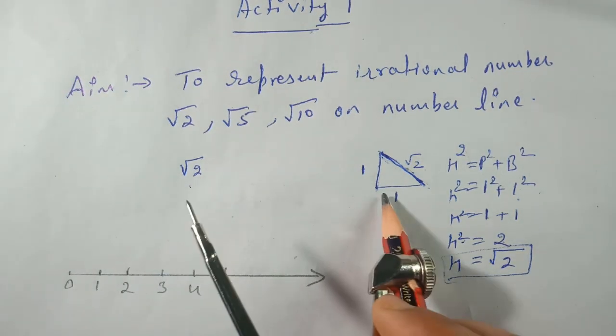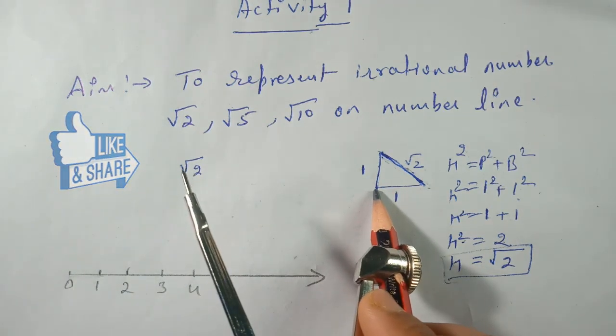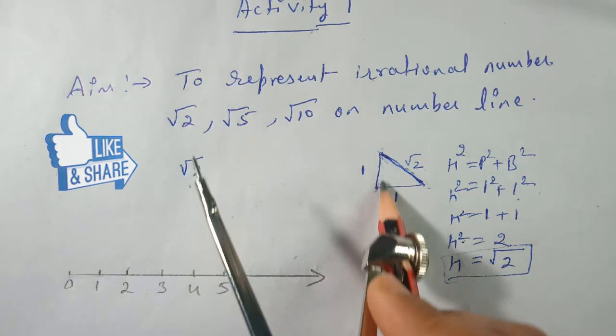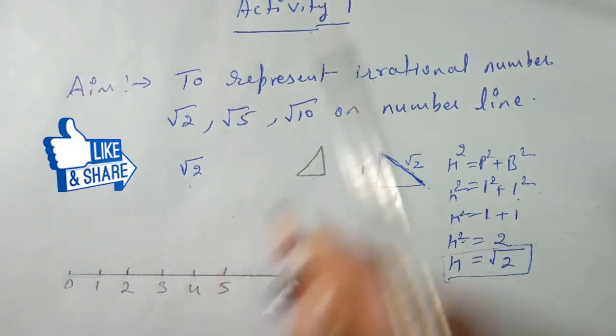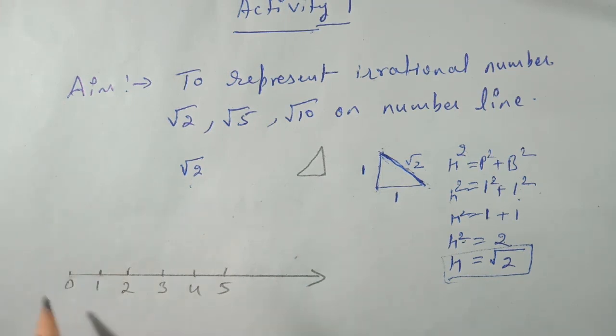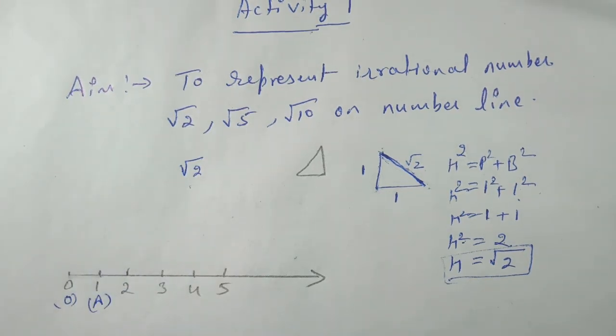Now we have to take the measurement 1 and 1. So the base we already have, 1 unit. This is 1 unit. We have to construct this perpendicular. So we're going to take the triangle this way. Let me mark this point as A. This is O. This line is OA. Now at the point A, we're going to draw a perpendicular.